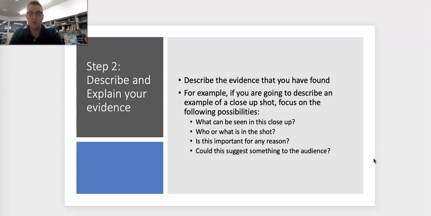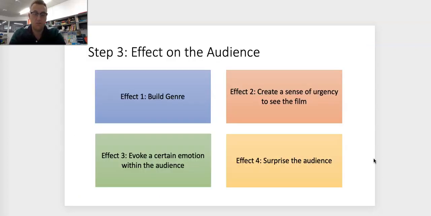Step two is describe and explain your evidence. For example, if you're going to describe an example of a close-up shot, focus on the following possibilities. What can be seen in the close-up? Who or what is in the close-up shot? Is this important for any reason? And could this suggest something to the audience?